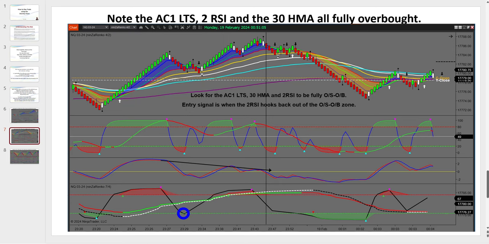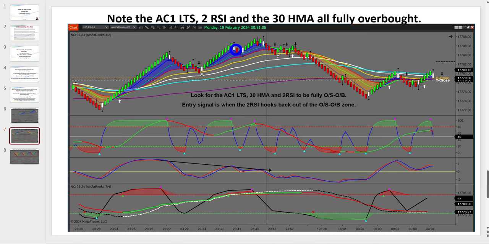But I'll have you note down here, you wouldn't have had the 2 period RSI hooking at that stage. It would not have hooked until over here. So once again, by waiting for the 2 period RSI on your anchor chart one to be trending in the direction of your trade, it kept you out of another losing trade. Now up here we had a potential short. Now over here what we can see is the short-term stochastic, oh sorry, 2 period RSI, let me get this right, did not hook until around here. Would have kept you out of that one.